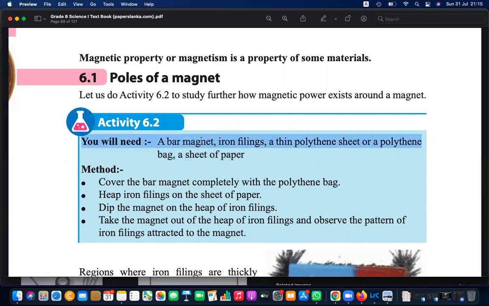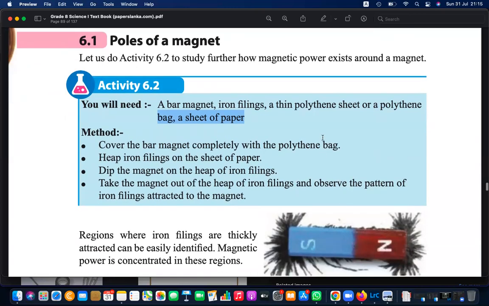So this, a bar magnet, iron filings, thin polythene sheet or polythene bag, sheet of paper, that is what you need. So what you need to do is cover the bar magnet completely with the polythene bag. Why is it necessary? Because you are going to attract things, therefore it's better to cover. Even though you cover this using a polythene bag, the magnetism remains, right? Don't worry, the magnetism will be reduced a little, but it will be there.